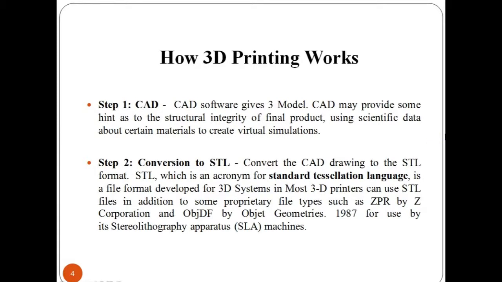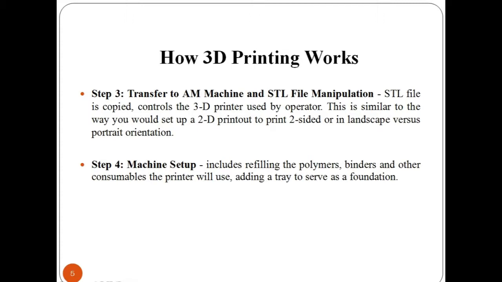The next step is conversion to STL. In this, the CAD drawing is converted to the STL format. STL stands for Standard Tessellation Language. It is a file format developed for 3D Systems for use by its stereolithography apparatus machines. In the next step, we will study the STL transfer to the AM machine and STL file manipulation.